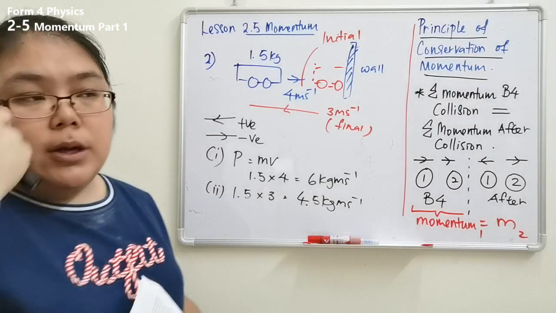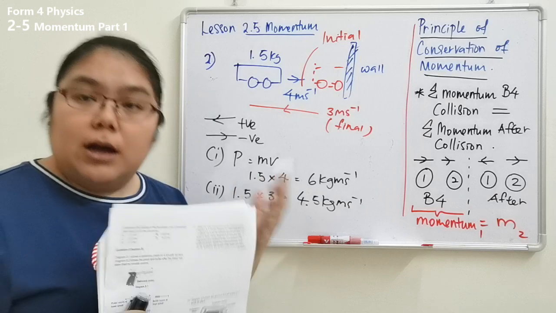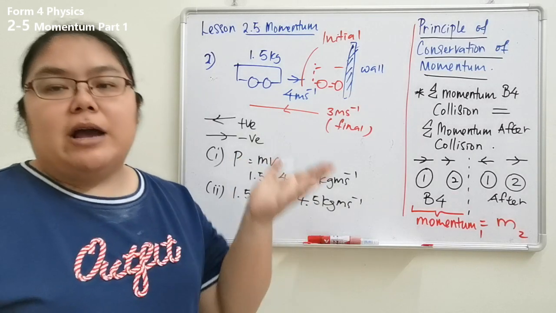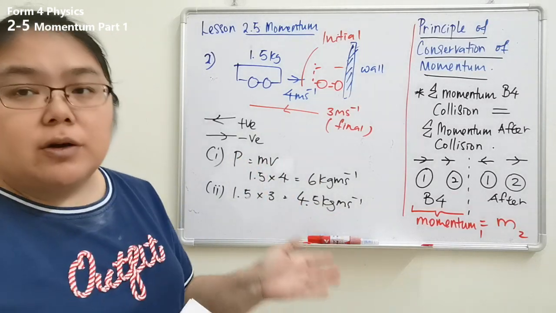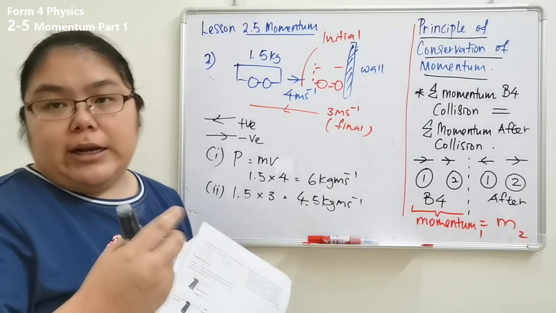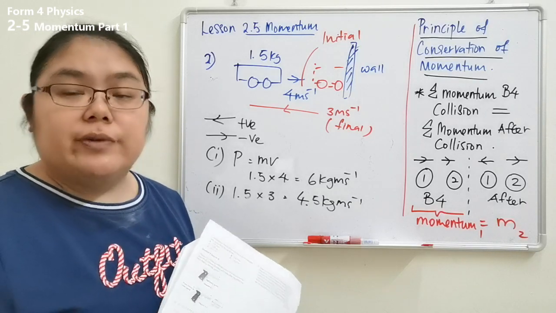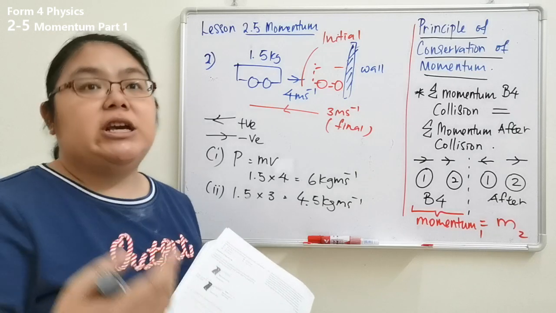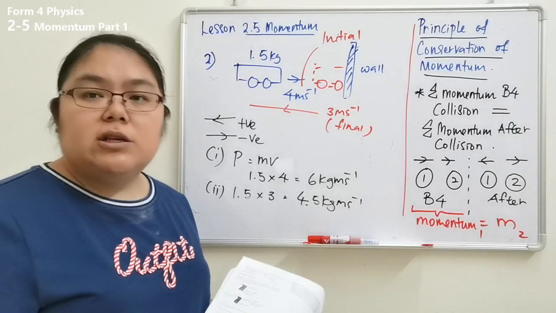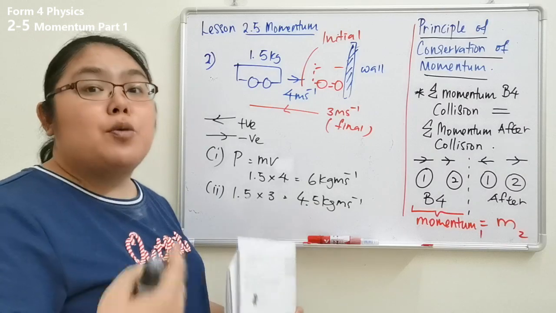Change of momentum. Okay, remember change. When they say change, that means initial and final, you need to minus. This one we call changes. So normally we take the final minus the initial. So this one we call change of momentum. You also have change of velocity. Change of velocity is what? V minus U.